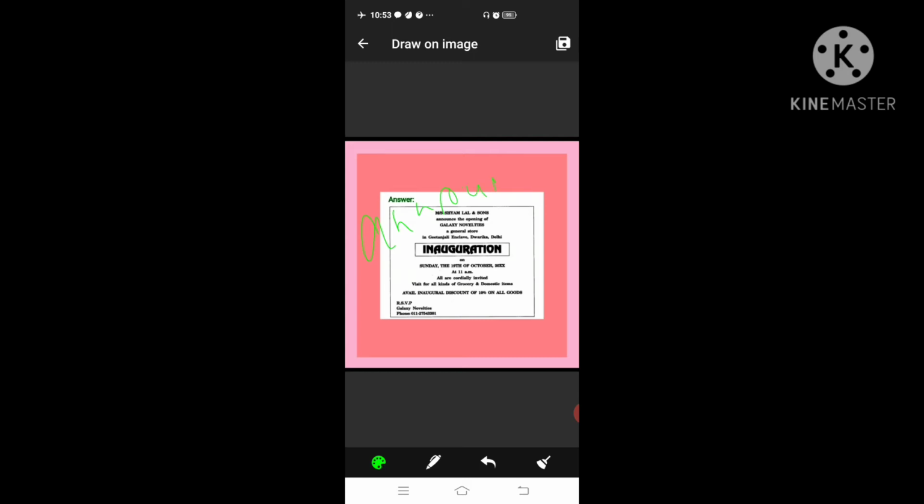Okay, then we have to write down "announces." Fine. So, announces the opening of Galaxy Novelties. Galaxy Novelties, name of the honorary, a general store in Gitanjali Enclave. Address, okay, inauguration on date, timeline. All are cordially invited.